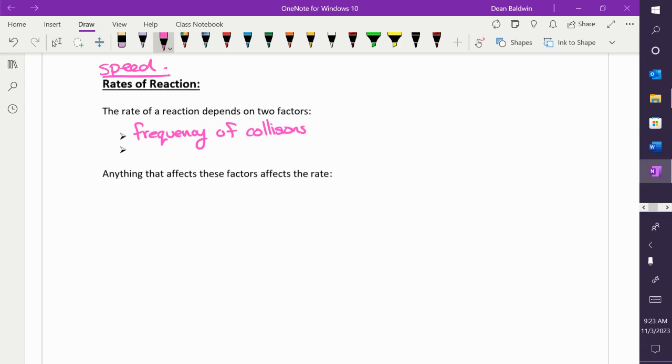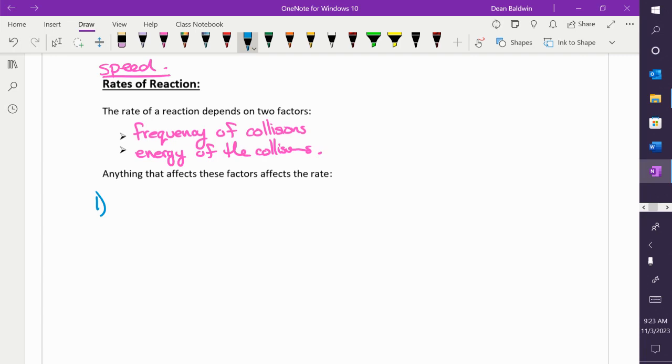The other thing is you need to have enough energy in the collisions, right? The right orientation and enough energy. So you have to have enough energy in the collisions. Okay. So what can we do to increase the frequency of a collision? What's one way we could speed up the number of collisions or speed up the molecules?